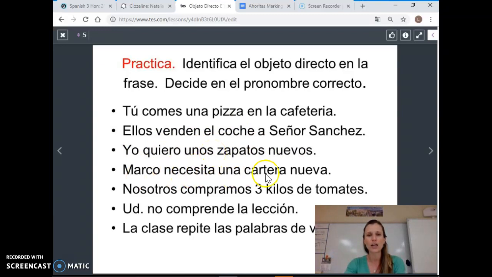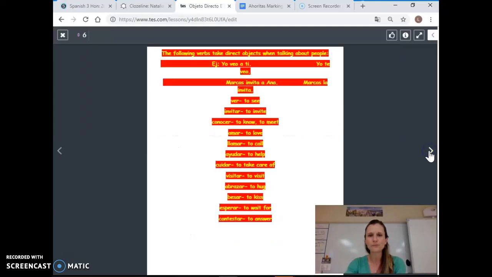Marco necesita una carretera nueva. Carretera is the direct object, and you would replace it with la. Nosotros compramos 3 kilos de tomates. 3 kilos is the direct object, and you replace it with los. No comprende la lección. La lección is the direct object, and you replace it with la. And la clase repite las palabras de vocabulario. Las palabras is the direct object, so you would replace it with las.